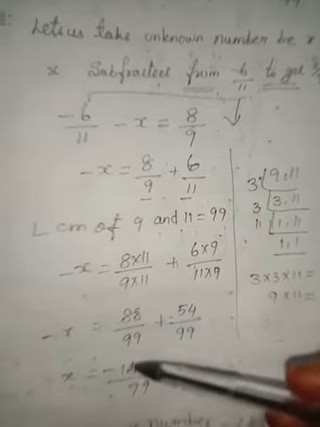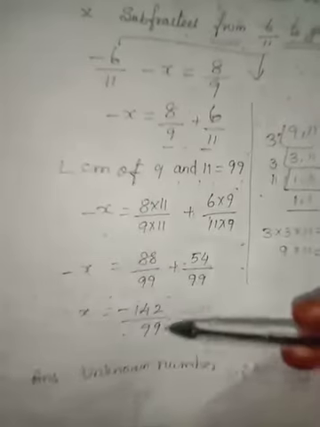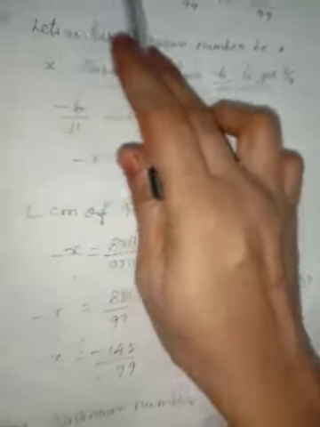And finally we get minus 142 by 99. The unknown number is minus 142 by 99. That number is here option B. Minus 142 by 99, here option B is the correct answer.